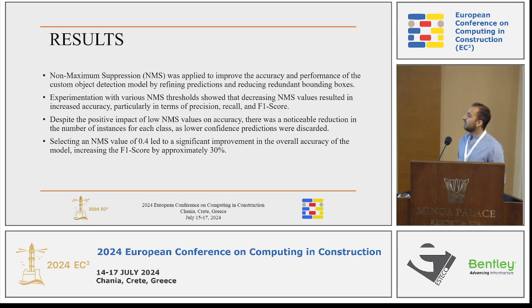At this stage, we experimented with various NMS thresholds in order to identify the positive and negative impact of this technique on our model's accuracy. Through these experiments, we found that with decreasing NMS values, we have increased accuracy, but also a significant drop in the number of instances. So, NMS with a 40% threshold was chosen, as it serves as an equilibrium between the positive and negative impact.